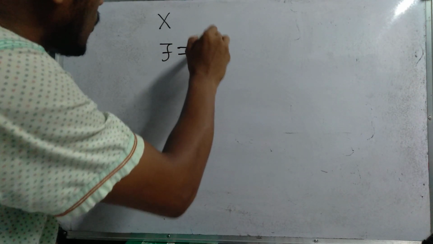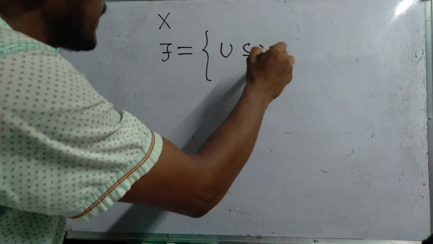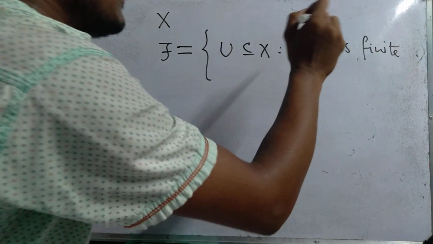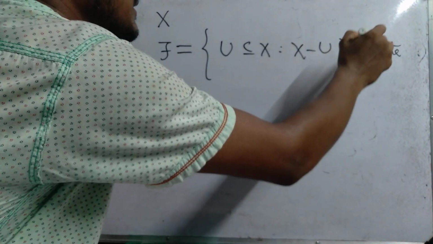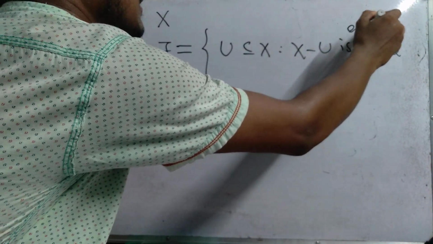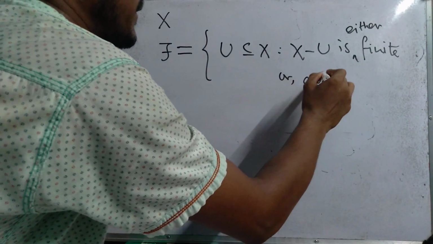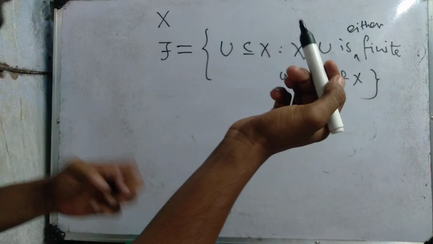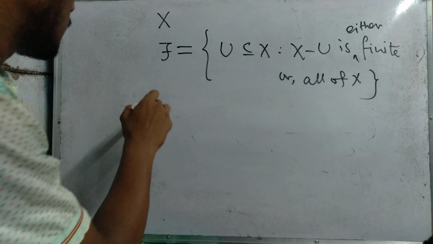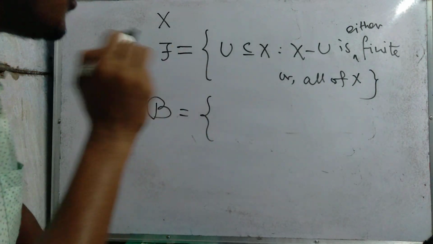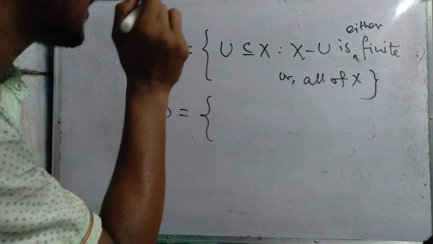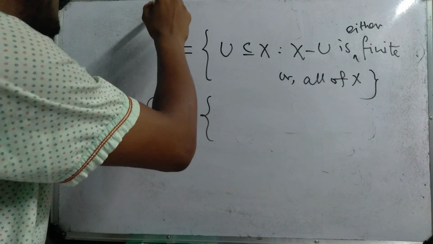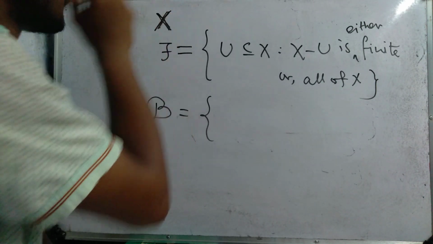We construct a topology of subsets u of x where x minus u is finite, or u is all of x. That means the finite complement topology, or cofinite topology. Here we find basis elements. Which one is the basis element? Basis elements are those elements which contain all elements of x.